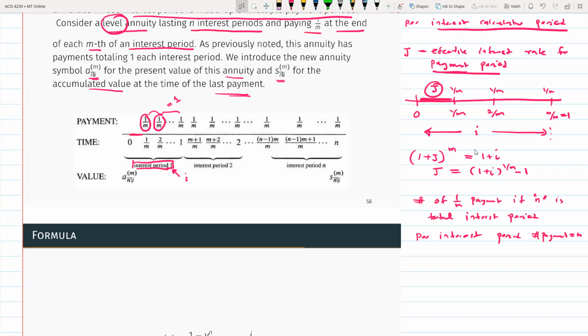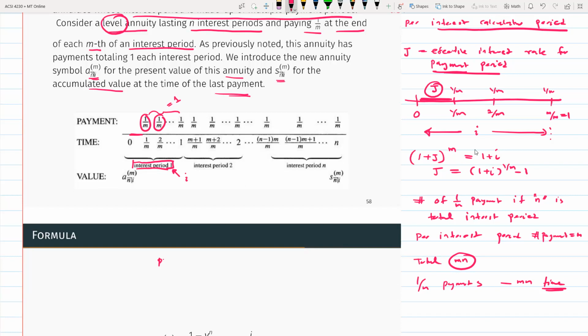So then for the n interest periods, the total would be mn. So the total number of payments would be mn. Okay, so you are getting 1 over m payments, mn times. So we can use our usual approach.